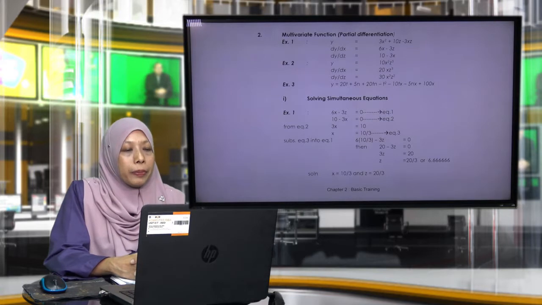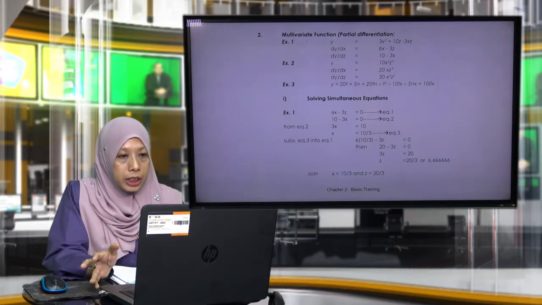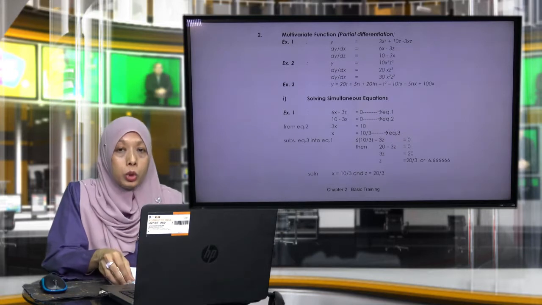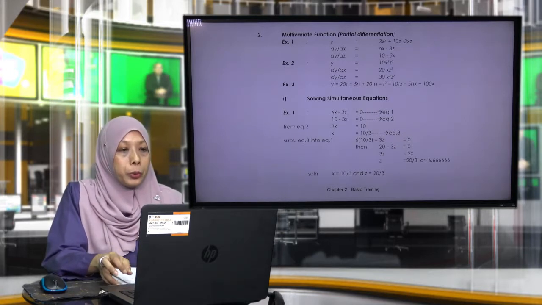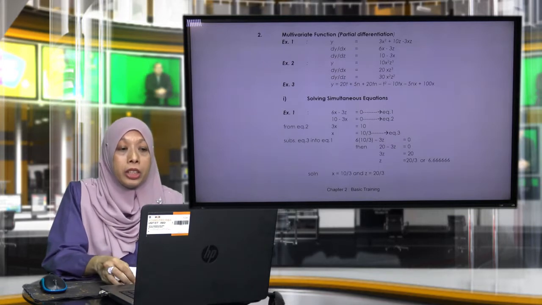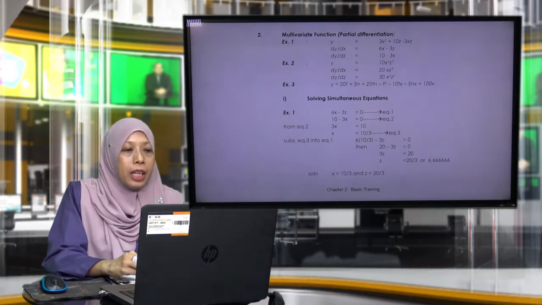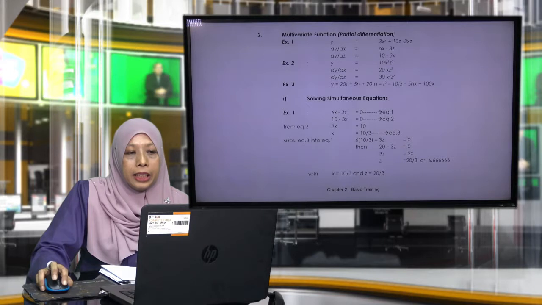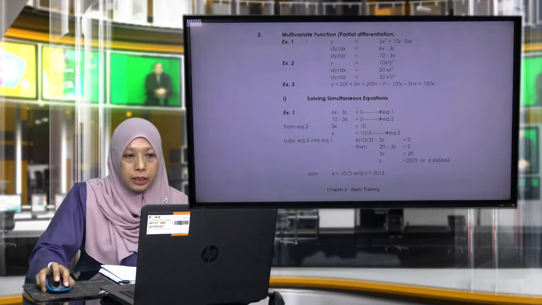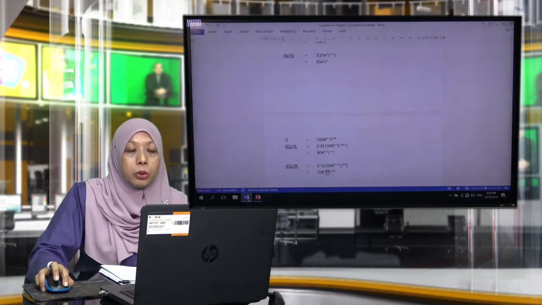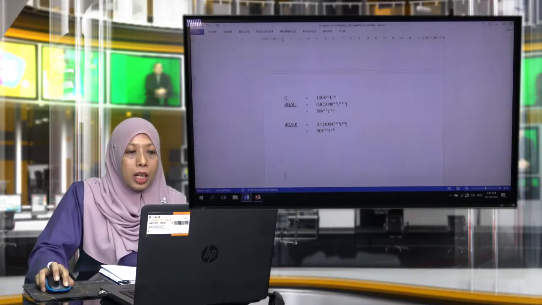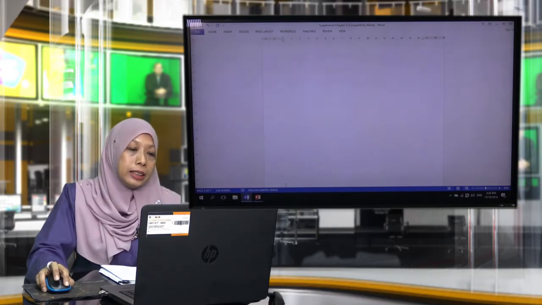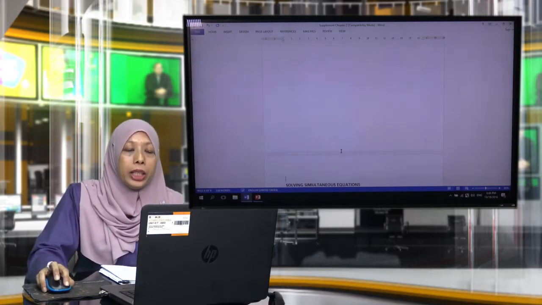Now apart from the rules of differentiation, the second thing that you need to know to work on problems of managerial economics is how to solve simultaneous equations. Let's say you are given two equations, in this case 6x minus 3z equals 0, and another equation is 10 minus 3x equals 0, and you are asked to solve the equations simultaneously. How are we going to do this?